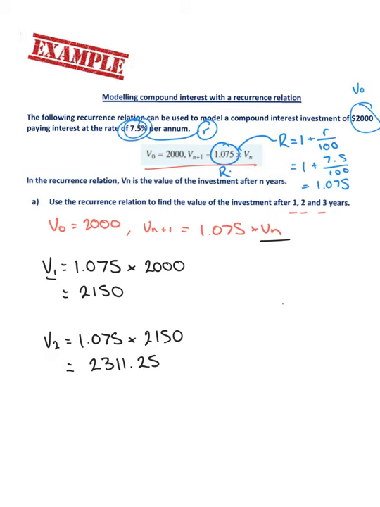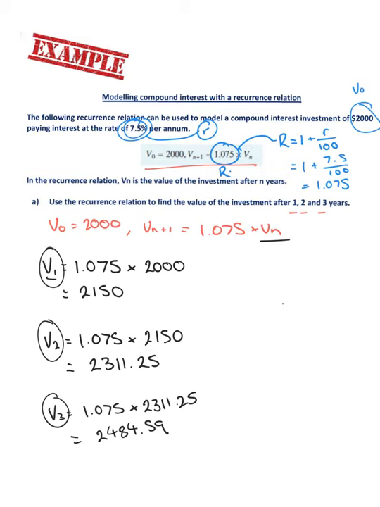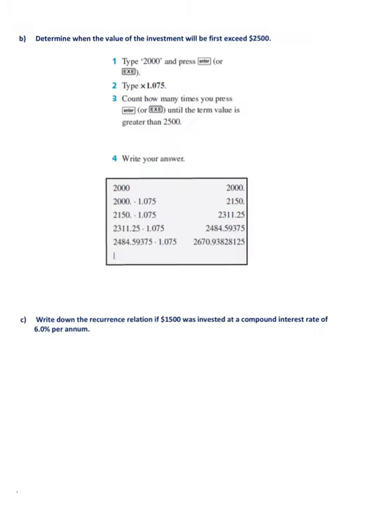Rightio. Now we need to find the third year. V3 is going to be equal to 1.075 times previous term, which was $2,311.25, which is going to give us 2,484.59. So this is the value after 1 year, 2 years, 3 years. So the next part of the question says, determine the value of the investment when it will exceed 2,500. So we're looking to find out when it will exceed 2,500.